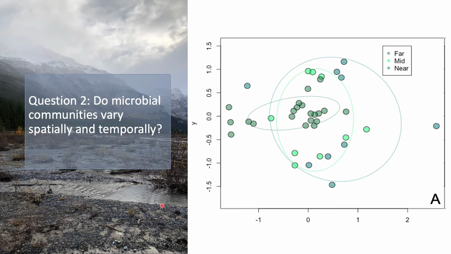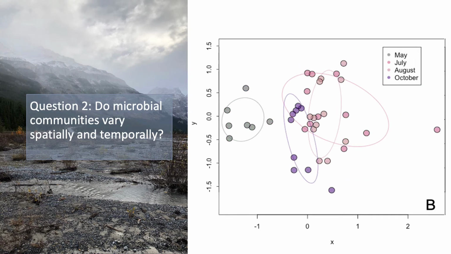To answer my second research question, I performed NMDS plots on microbial communities collected in 2019. This NMDS plot is grouped by the proximity to glacier, and it was found that sites that were taken far away from glaciers were significantly different than sites that were located near glaciers, with the distance range accounting for 6% of the total variation between microbial communities.